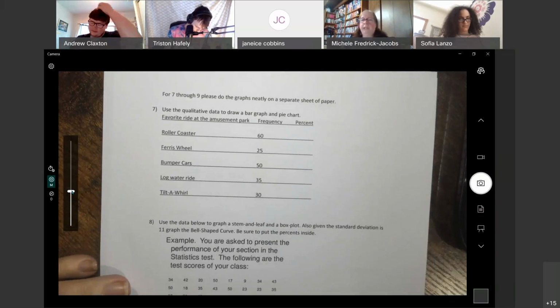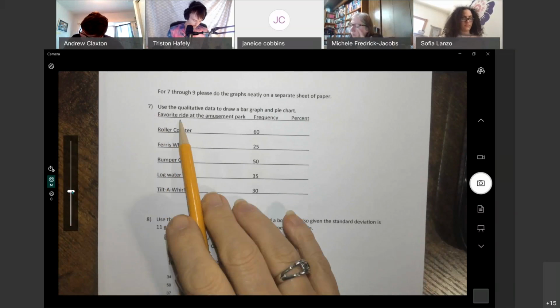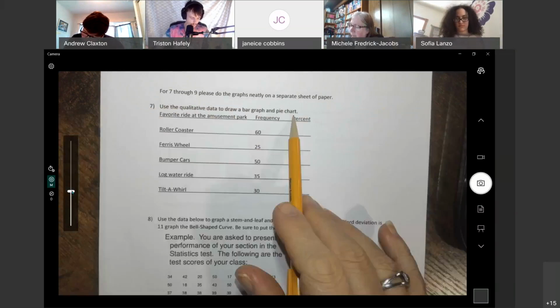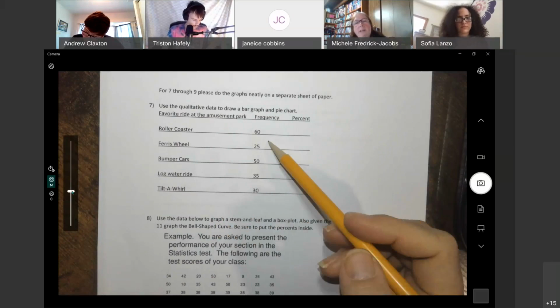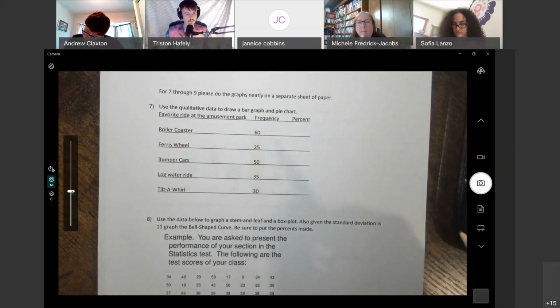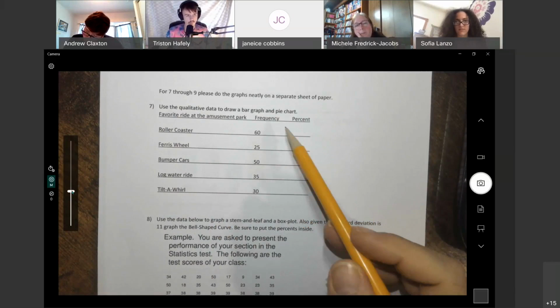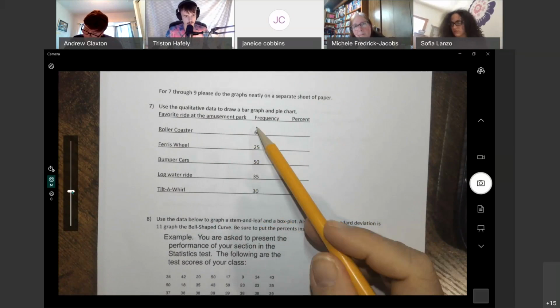This is a frequency table. And it says use the qualitative data to draw a bar graph and a pie chart. Your favorite ride in an amusement park. And then how many people, what their favorite ride was. Well, before we can find percents, we need to know the total people. And so we need to add this up.